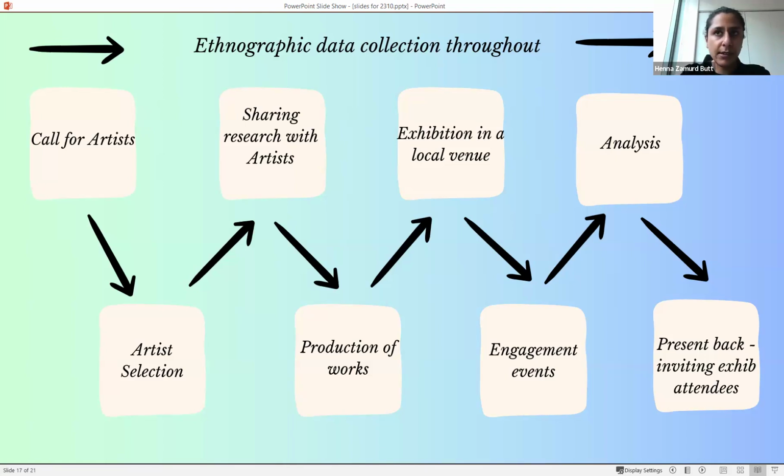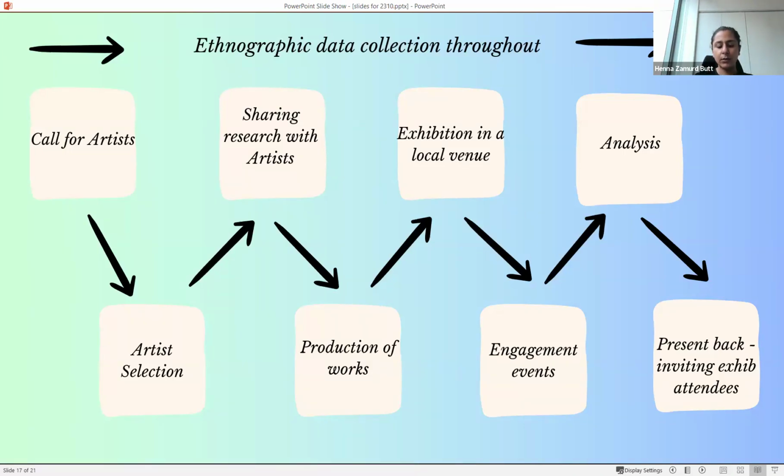So this is just showing an outline of the process that we're going to go through. Initially, we'll have a call for artists, and that's going to be an open call. To take part, artists will be invited to submit a statement of intent about what they'd like to do. That can be through video, through audio, through text, whatever is most comfortable for them, as well as some of the previous works that they have produced.